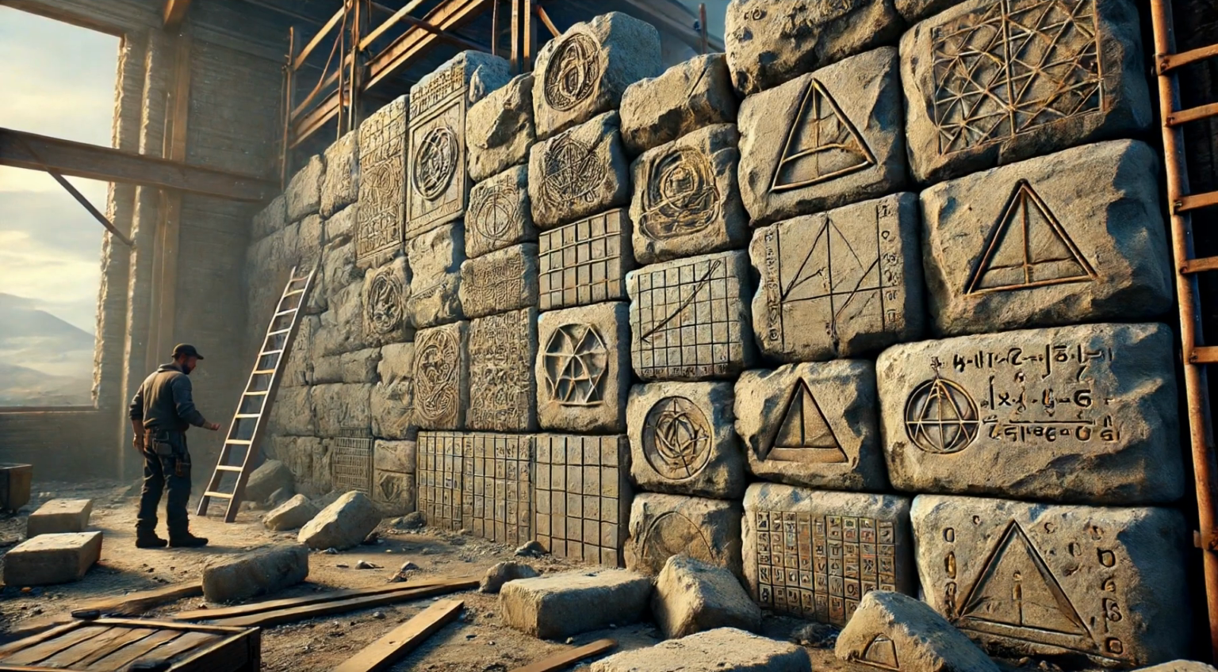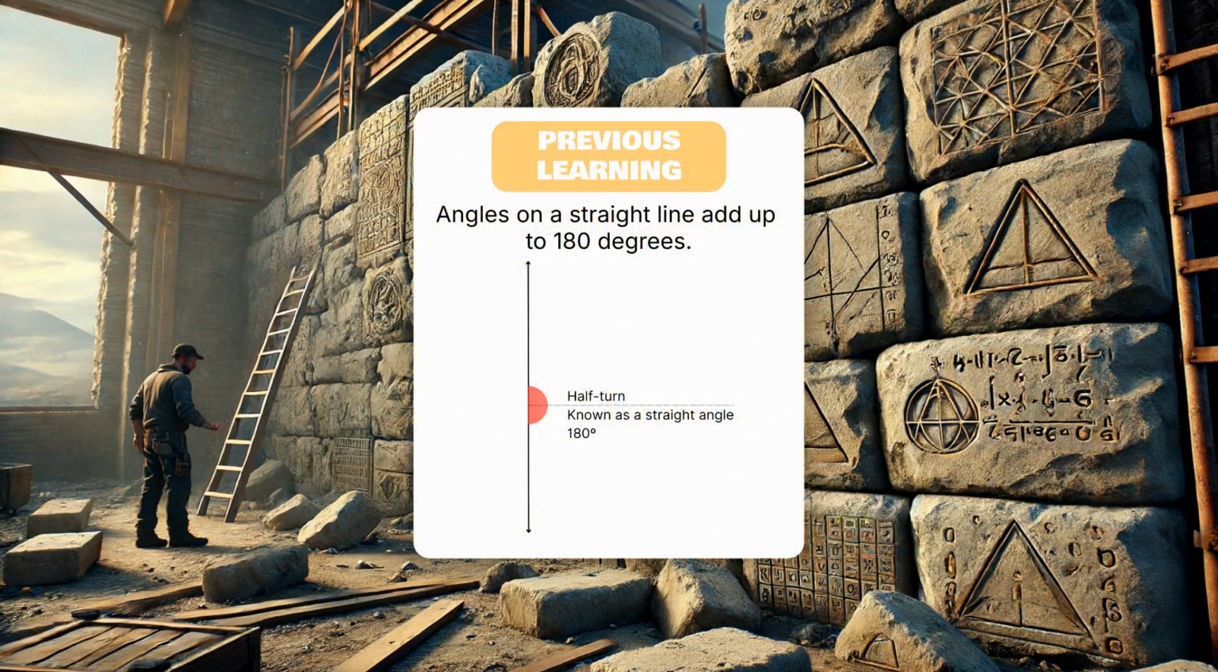In our previous lessons, we've laid a solid foundation by discussing two central concepts. Firstly, how angles on a straight line add up to 180 degrees. With this foundation, we can now delve into the triangle theorems. Let's get started.